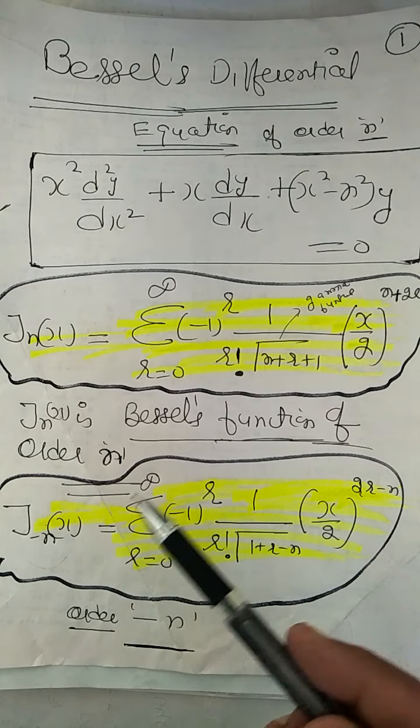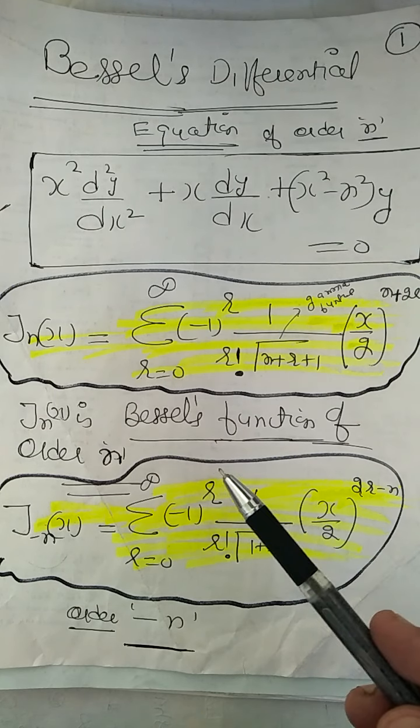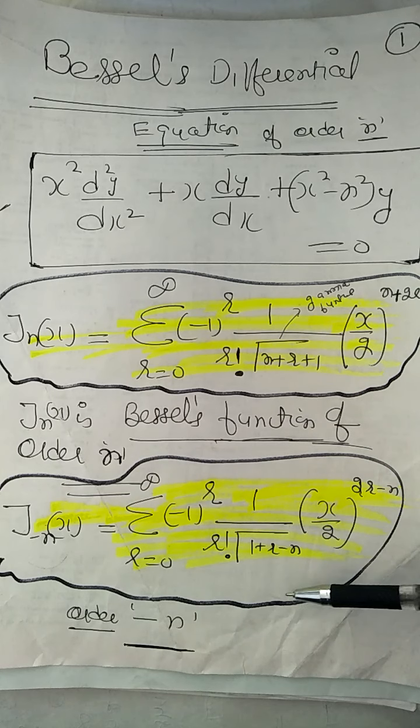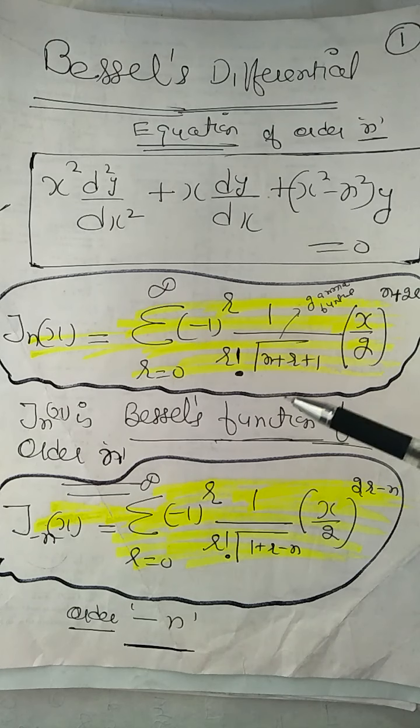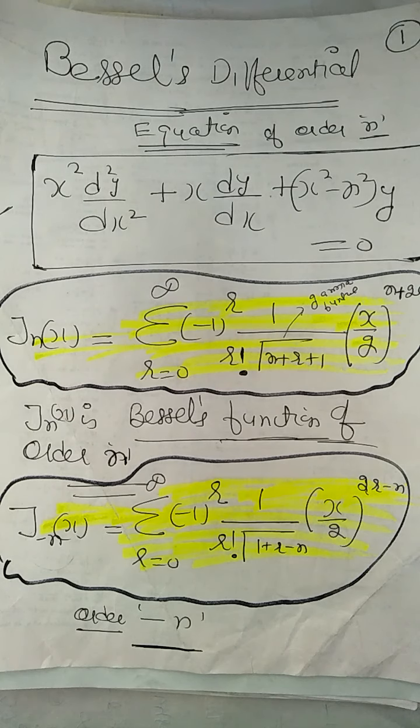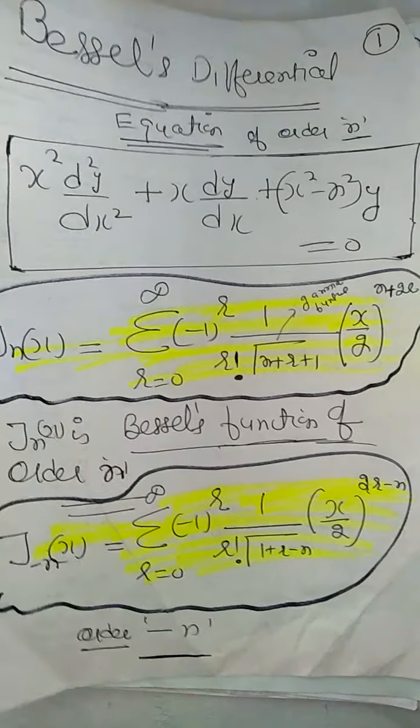If you want to find the Bessel function of order minus n, then just change n to minus n. This becomes the Bessel function for order negative n. For this topic you have to remember the value of Jn, because the value of Jn is used everywhere in this chapter. So remember this value.